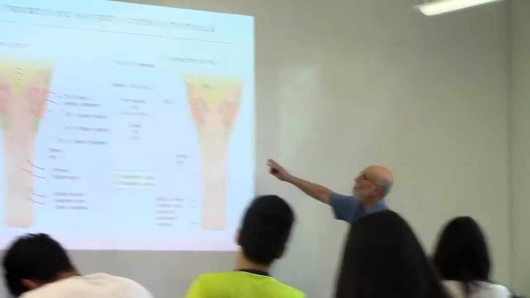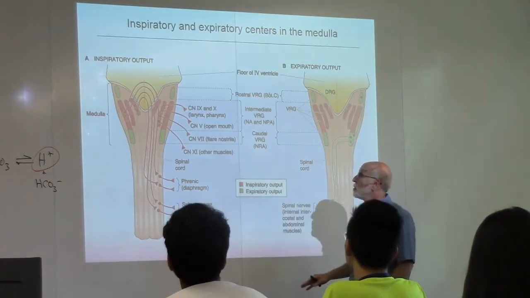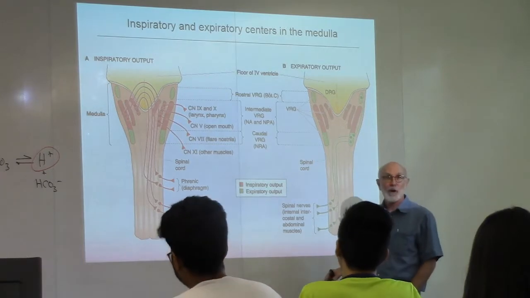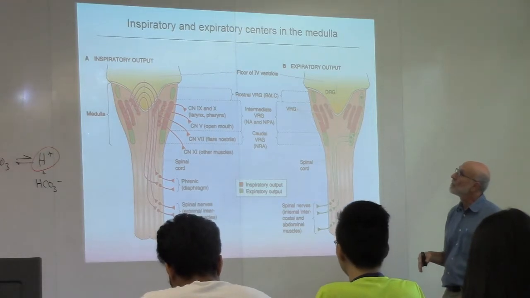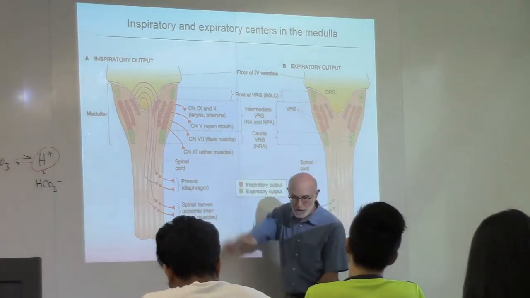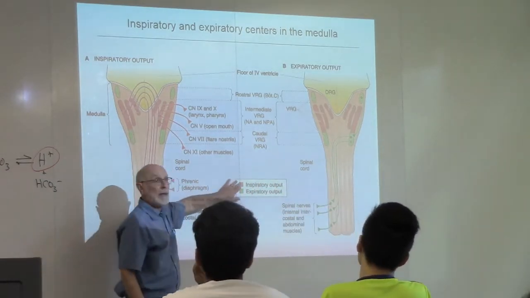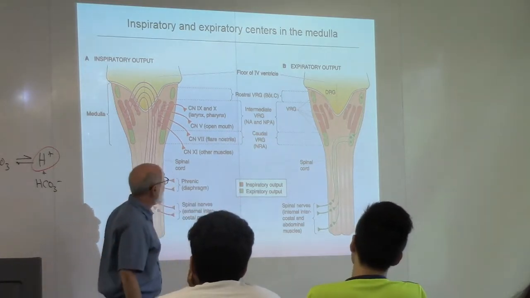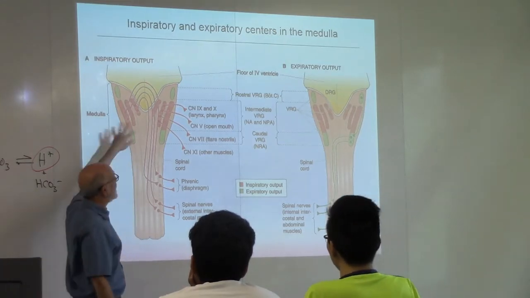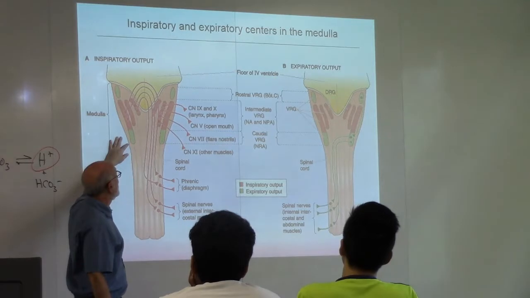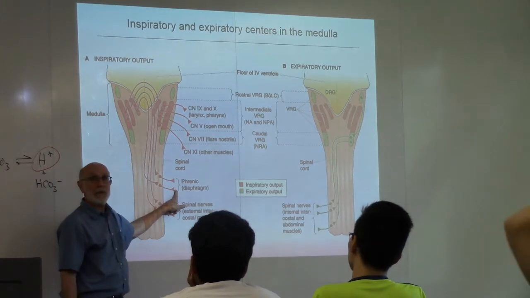So this is a cartoon of the medulla oblongata, using some of the neuroanatomy that some of you have learned. The point is that there are clusters of neurons in the medulla that drive inspiration, and there are clusters of neurons that drive expiration. Let's not try to make too much sense of this, but just notice that there are neurons that cause the diaphragm to contract.